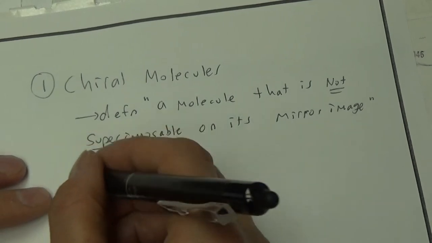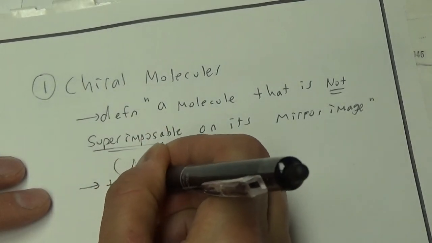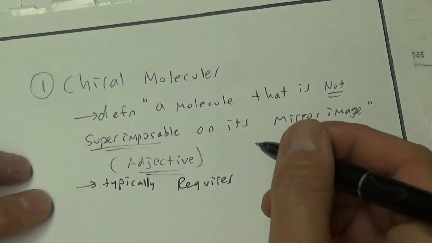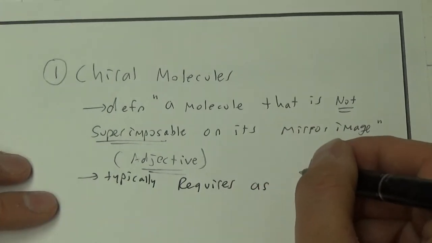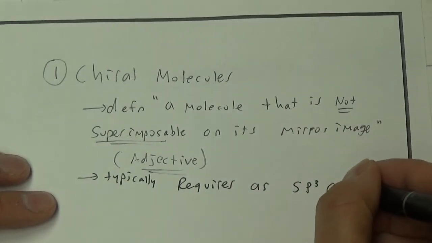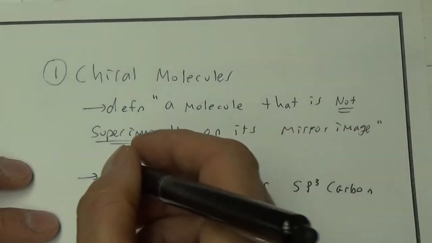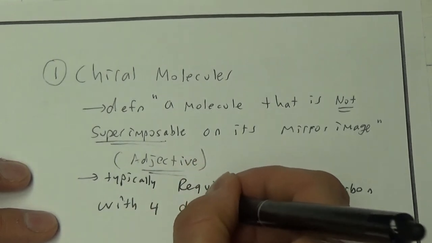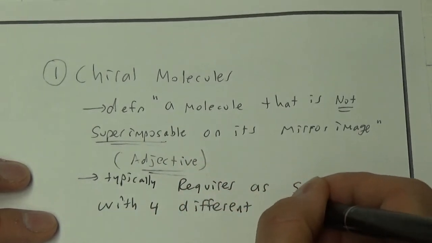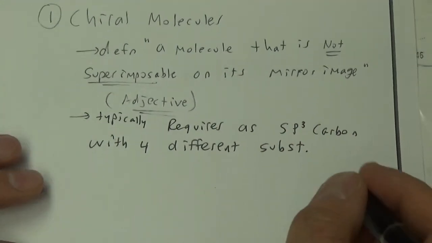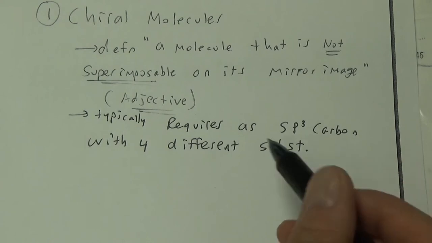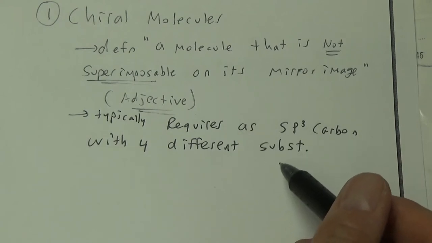And a chiral molecule typically requires an sp3 hybridized carbon with four different substituents. And the examples we just showed all have that kind of situation. Let's draw a couple examples now of chiral molecules. And they have an sp3 carbon with four different substituents, all right?